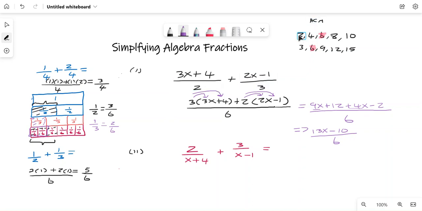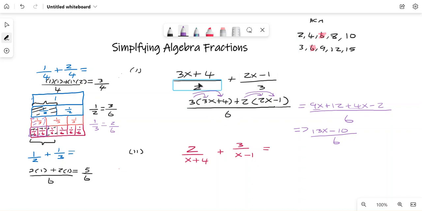So the multiples of 2 are 2, 4, 6, 8, 10. The multiples of 3 are 3, 6, 9, 12, 15. So we get the highest common multiple. So it's a multiple that's common to both of these numbers, 2 and 3. So the highest common multiple is 6. So we put the 6, draw our line, put our 6 down here.